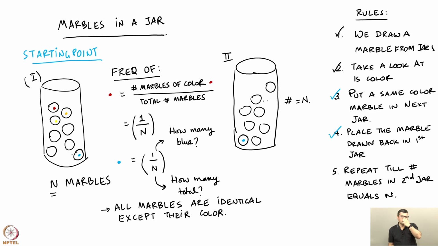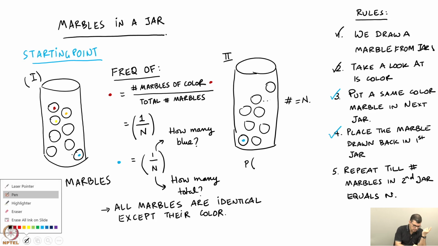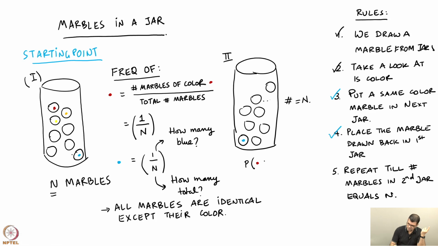What that means is that when I am drawing a marble without looking at the color of a marble, every marble has an equal chance of being drawn from the pool. And since I am drawing one and there is only one marble of every kind, there is only 1 by n chance that I will draw a particular marble. So, for instance, because they are all identical, what is the probability that I will draw a red marble? What is the probability that red is drawn? And that is just equal to 1 upon n.